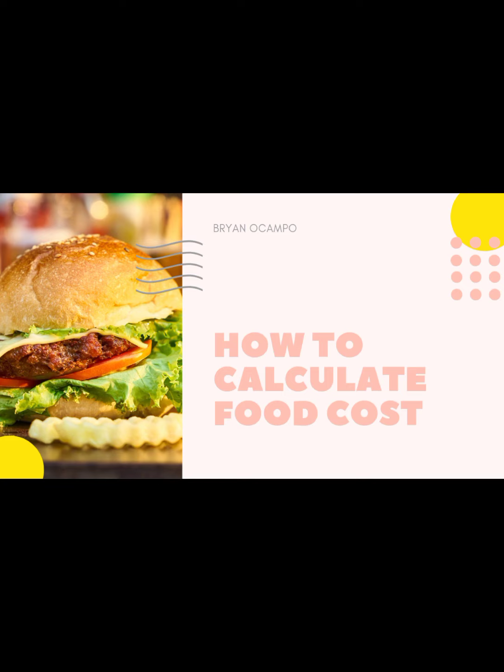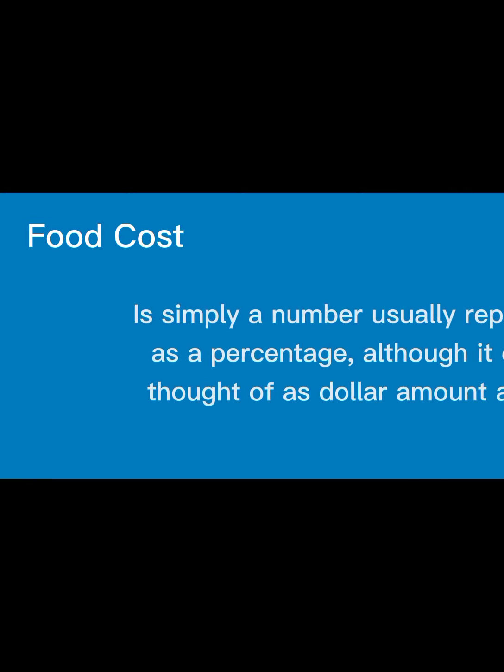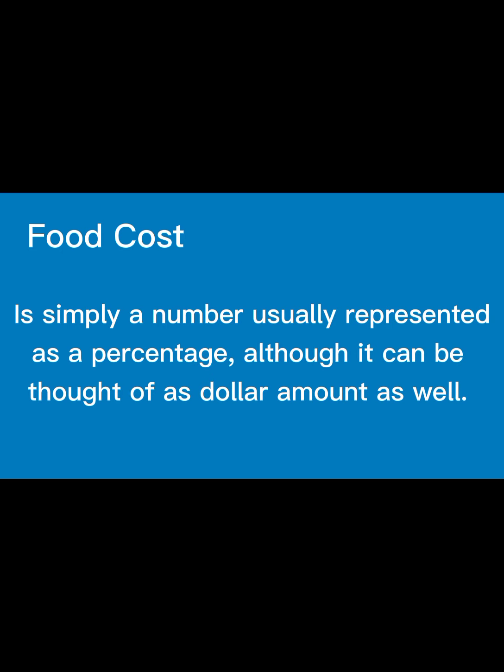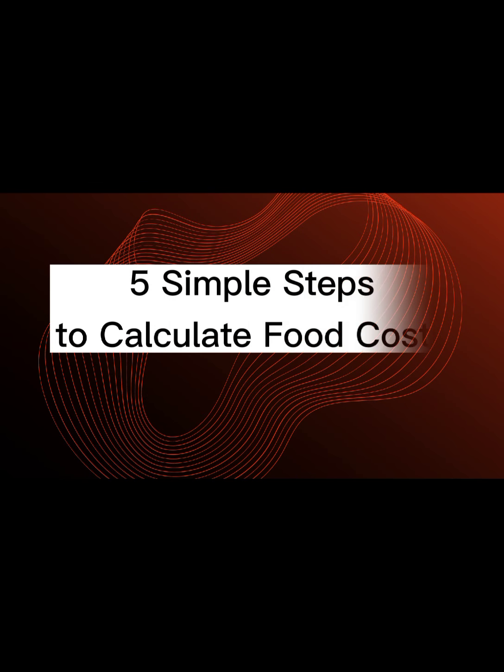It's really pretty simple. Food cost is simply a number usually represented as a percentage, although it can be thought of as a dollar amount as well. In short, food cost is the dollar amount of food used in a certain time period in relation to the amount of food sold in the same time period. Here are 5 simple steps we use to calculate food cost.